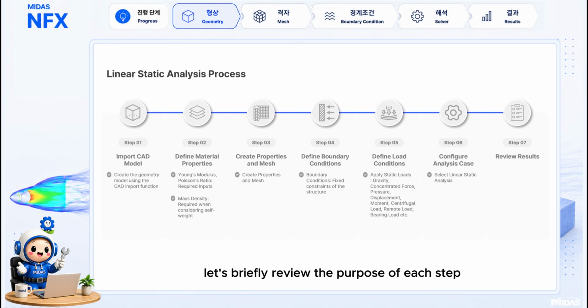Let's briefly review the purpose of each step using the diagram on the screen. First, in the CAD model import step, geometry data is imported into NFX to create the analysis model. Next, define the material properties of the structure. For linear static analysis, Young's modulus and Poisson's ratio are required. Material density is also required when mass effects such as self-weight are considered.